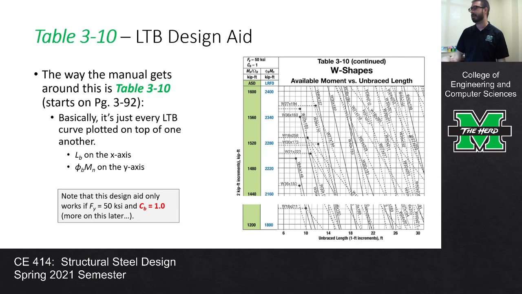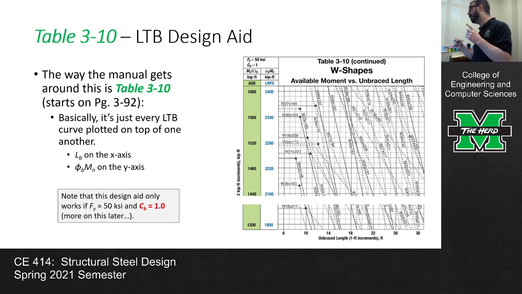So the way the manual gets around that is this. This is every curve plotted on top of one another, okay? So on the x-axis, you have the unbraced length, and on the y-axis, you have the capacity. And it looks like a mess. I know it does, but I promise you, it's actually pretty easy to navigate. A couple things to note, though, that are really important, okay? Number one, the Fy is 50 ksi for this aid, and that's fine really for our purposes.